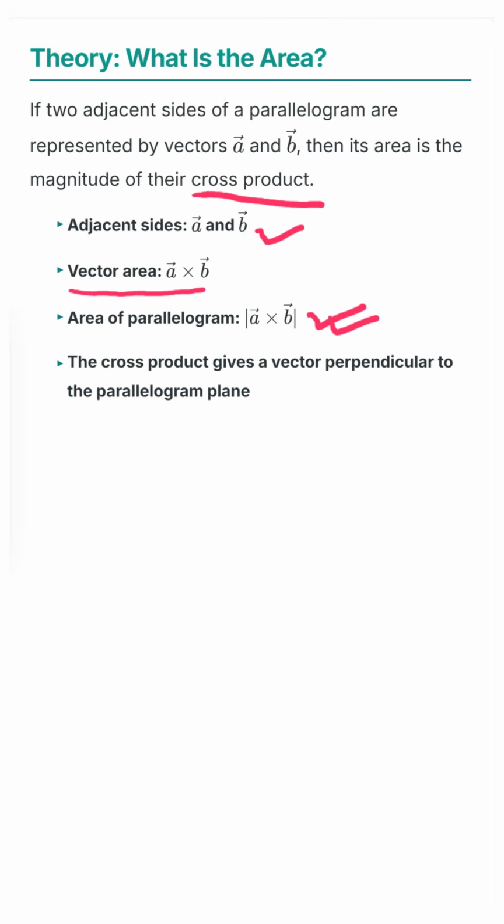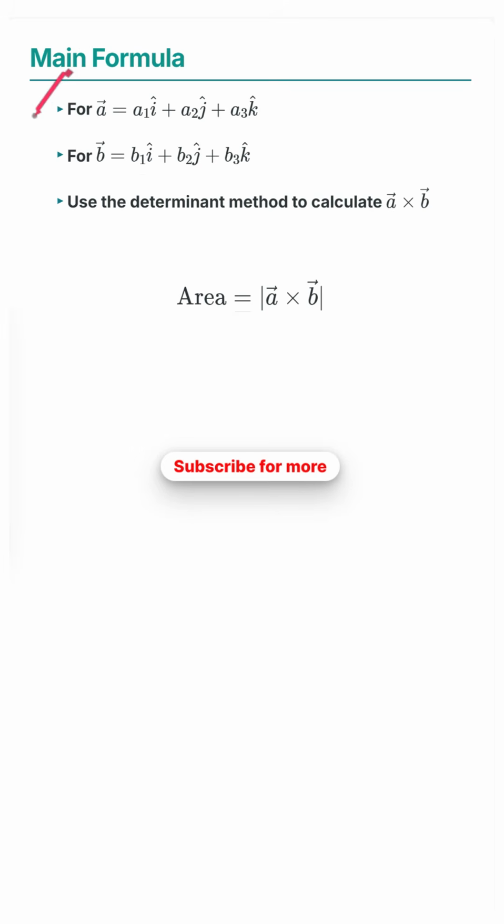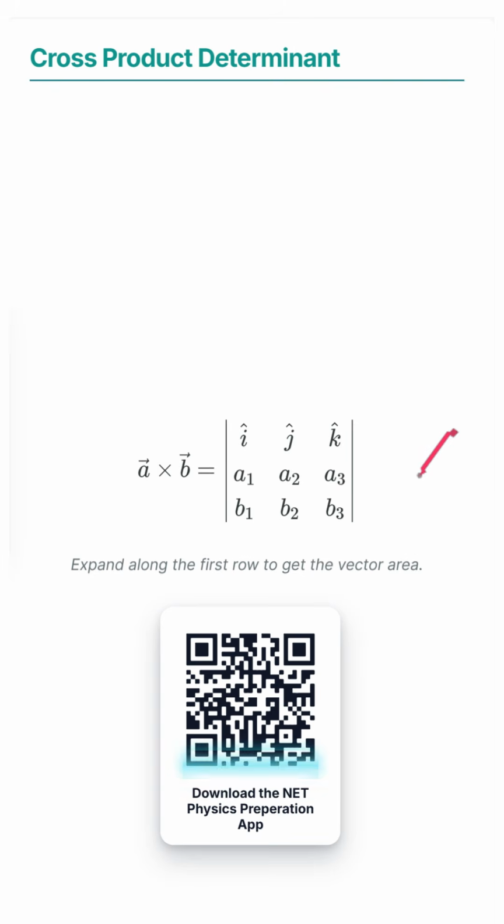If vector A has components A1, A2, and A3, and vector B has components B1, B2, and B3, then we arrange the unit vectors i hat, j hat, and k hat in the first row. The components of vector A go in the second row, and the components of vector B go in the third row. Then we expand this determinant along the first row to get the cross product.